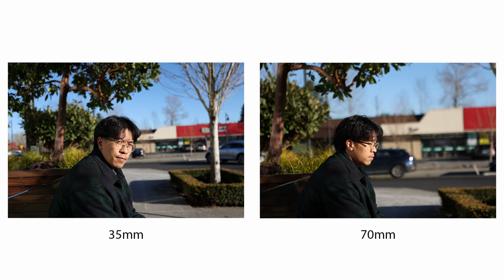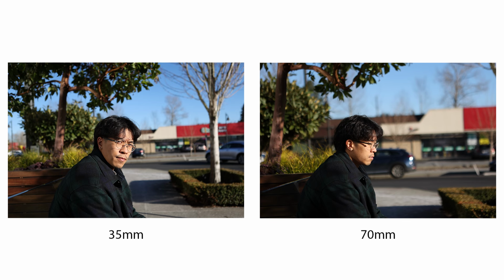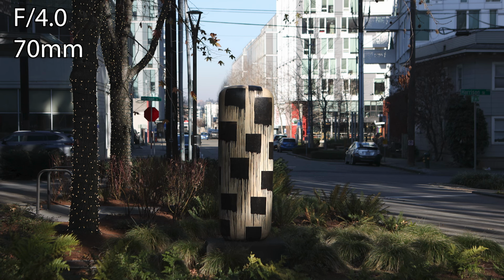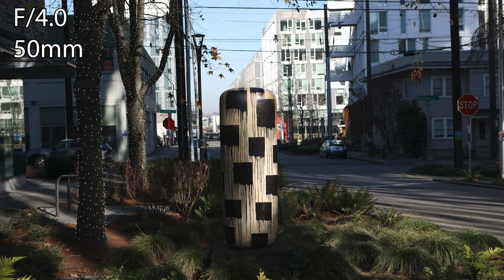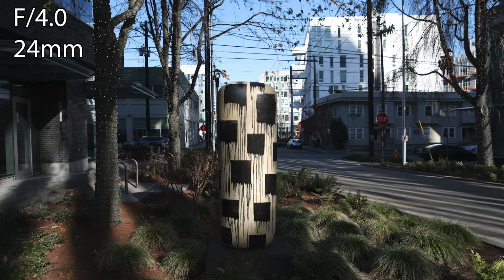Look at these two shots, one at 35 millimeters and one at 70 millimeters. I took a few steps back for the 70 millimeter shot, and as you can see, the background blur is nearly identical. However, there's another effect at play here. The background in the 70 millimeter shot appears much more zoomed in or compressed. This is what's known as a perspective effect, not a change in depth of field, and it's something you can use creatively in your compositions.